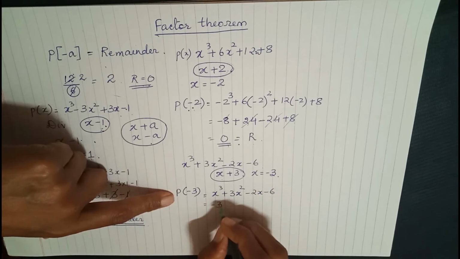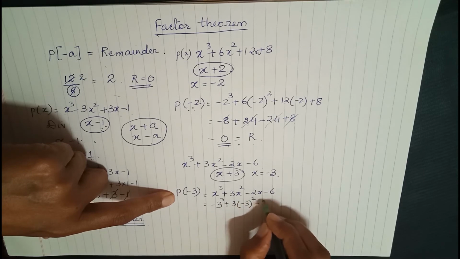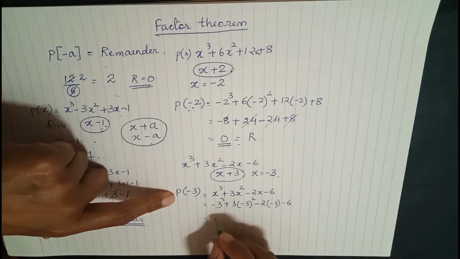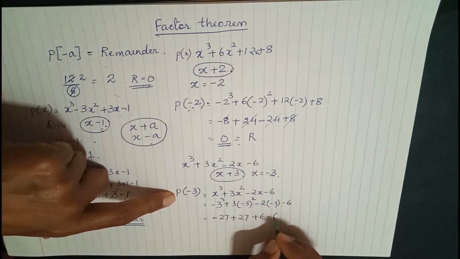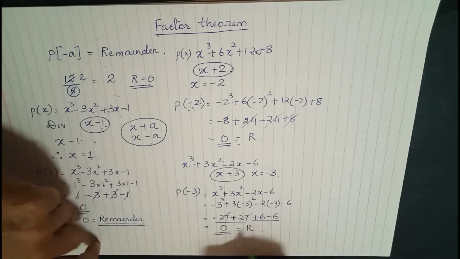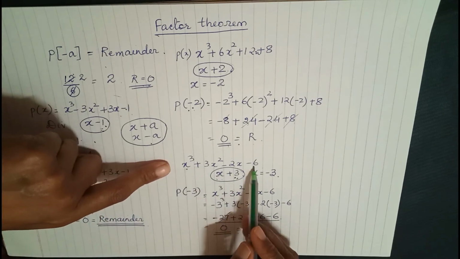So we get minus 3 cube plus 3 into minus 3 square minus 2 into minus 3 and minus 6. So minus 3 cube will be nothing but minus 27. 3 square is 9, 9 3s are 27. And this will become plus 6 and minus 6. So again you can see both are plus and minus, they'll get cancelled to give you 0. So again, we get 0 as the remainder. So now we can conclude that x plus 3 is a factor of this polynomial.